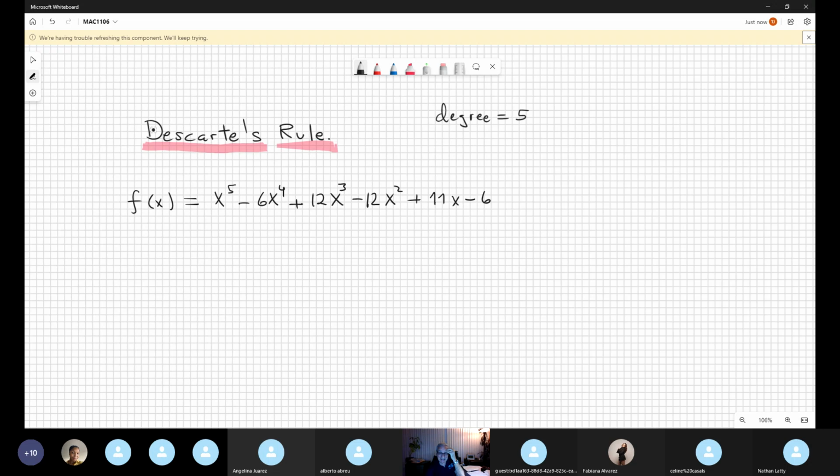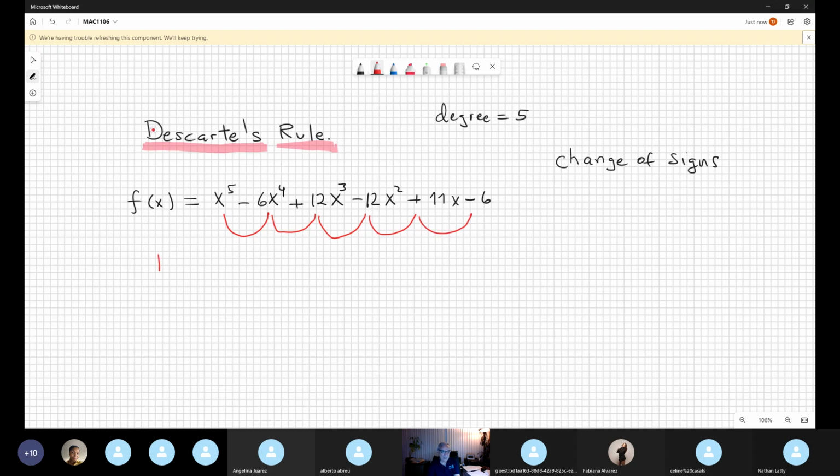The Descartes rule investigates the change of signs in any polynomial. Let me try using this tool. The first monomial is positive and the second is negative. You see one change of sign. The next is positive, another change of sign. Next is negative, another change of sign. It doesn't always happen, but in this example it does. Negative to positive, another change of sign, and positive to negative, another. In total, we have 1, 2, 3, 4, and 5.